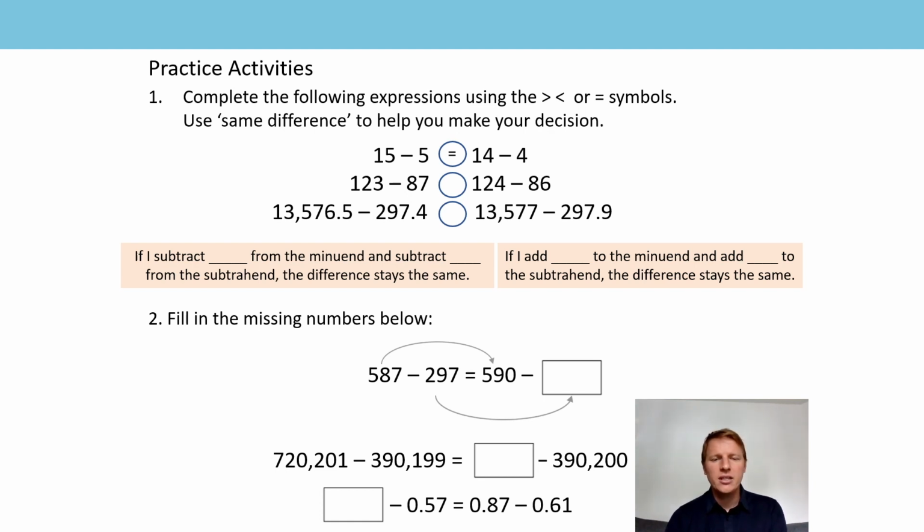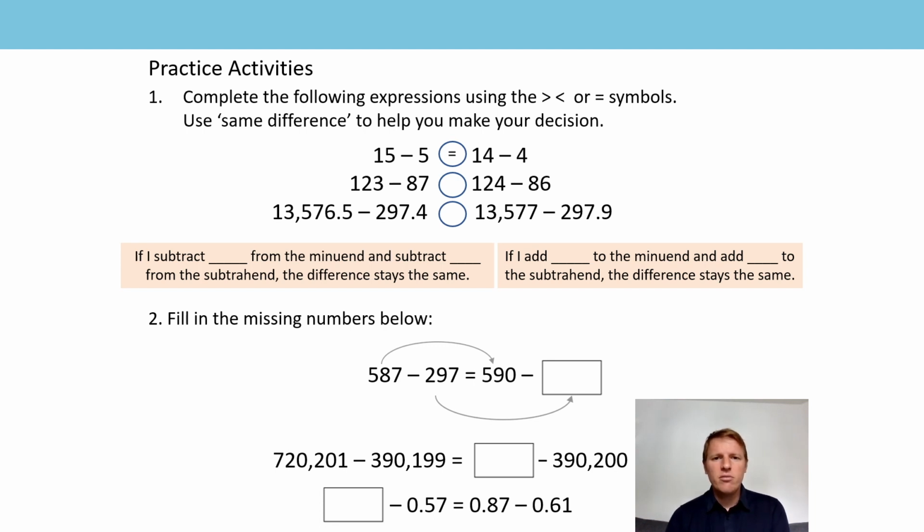123 subtract 87. 124 subtract 86. Let's look at the minuends again. 123 is our first minuend. 124 is our second minuend. The minuend is increased, so let's use the sentence scaffold on the right. If I add 1 to the minuend and add 1 to the subtrahend, the difference stays the same. Let's look at the subtrahend, 87 to 86. Oh no, the subtrahend has decreased by 1, so they're not equal to each other.